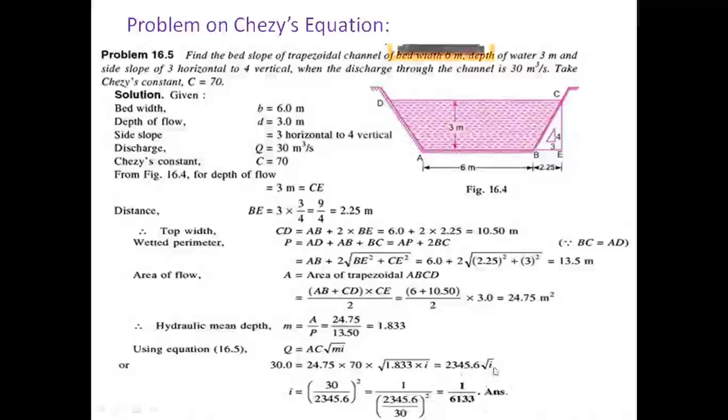Which is getting as 6013. Finally we get the value of the bed slope of the channel, i equal to 1 by 6133. In this problem they ask only for the bed slope of the channel, given the discharge and side slope of the channel. In previous problems they asked for the discharge value, given the side slope and bed slope of the channel.